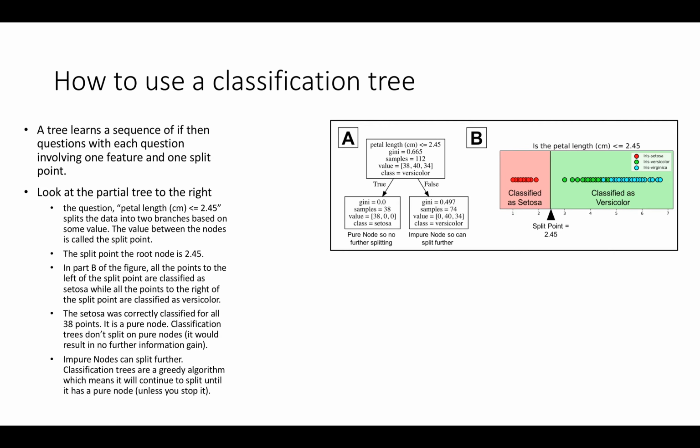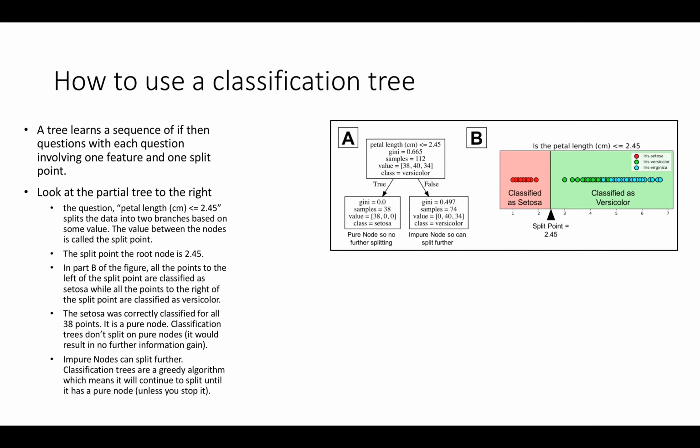Let's now get into the details of how these trees work. A tree learns a sequence of if-then questions, with each question involving one feature and one split point. So if you look at the partial tree to the right, the question petal length less than or equal to 2.45 splits the data into 2 branches based on some value. The value between the nodes is called a split point, and this particular split point value is 2.45. In part B of the figure, all the points to the left are classified as setosa. All the points to the right are classified as versicolor.